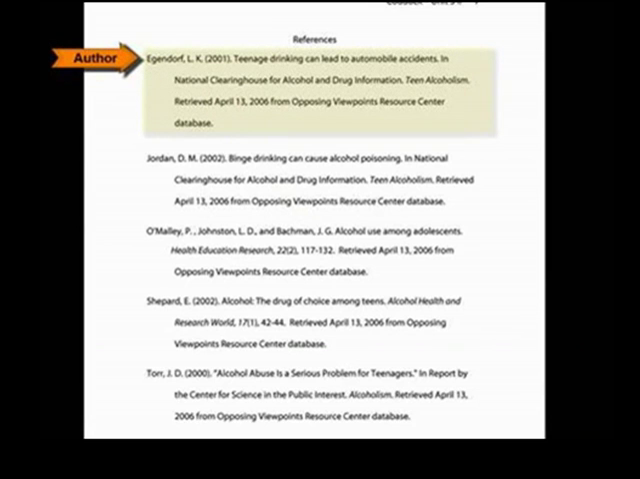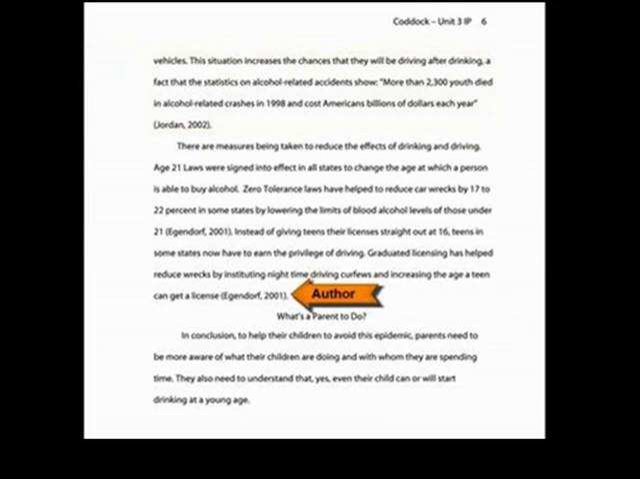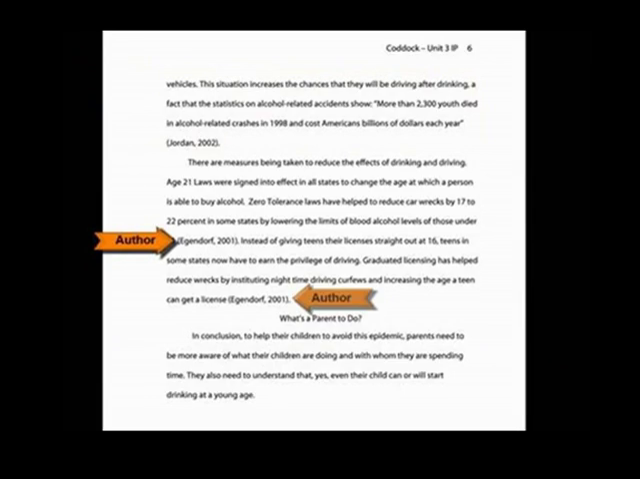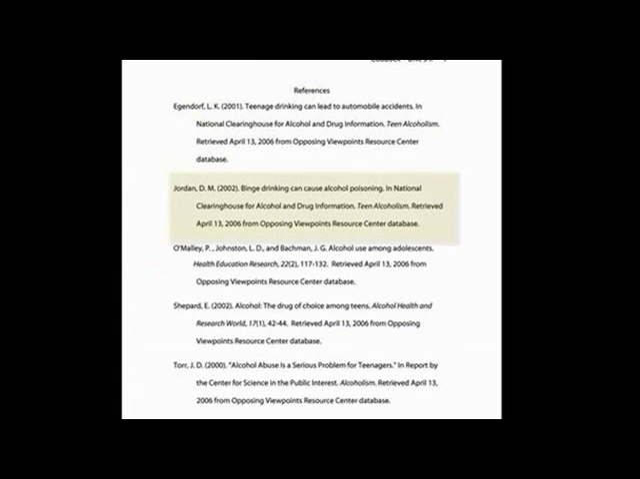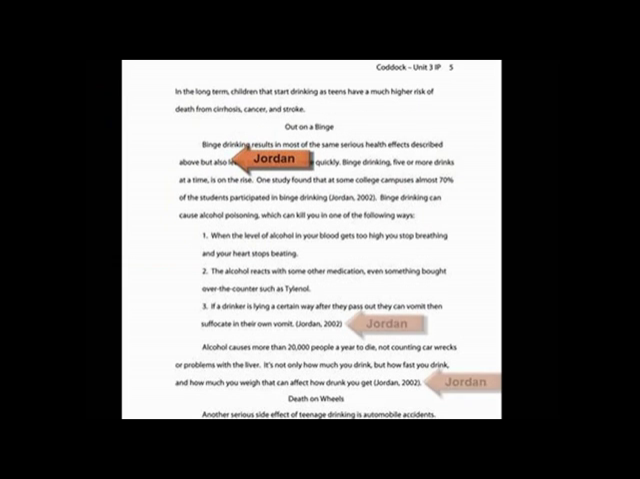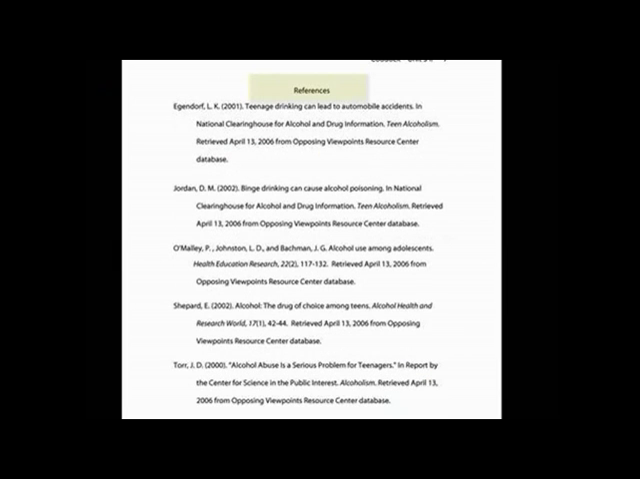Each one of those, like that Engeldorf, goes back to Engeldorf here on this page. Also notice that Engeldorf is cited multiple times, not just at the end of the paragraph. We can also follow through with Jordan here on the reference page, and we can go back and find all the different places where Jordan appears in this paper. And that's how in-text citations are coordinated with reference citations that go on a list at a page at the end of your paper.